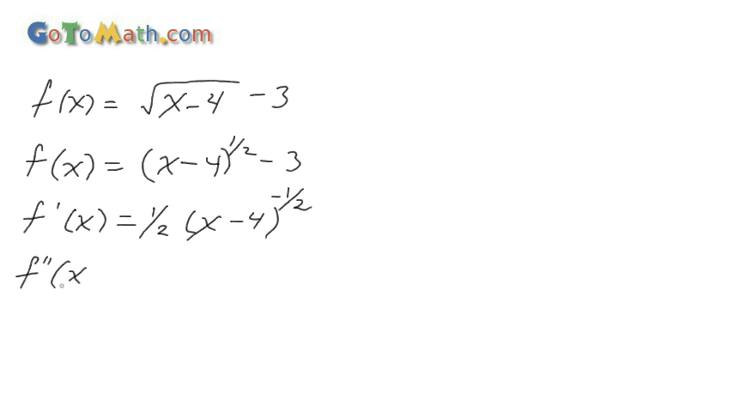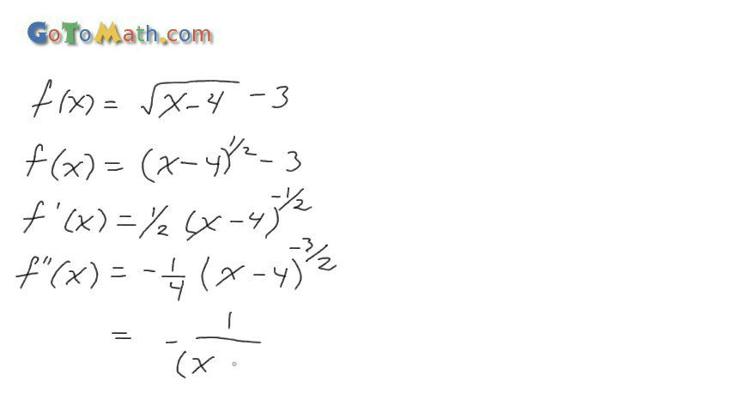So now let's take the second derivative, bring the negative half out front, so we end up with a negative fourth. Half times half. Rewrite what's in parentheses, subtracting 1, we end up with negative 3 halves. Okay, and then of course take the derivative of the inside, but the derivative of the inside is just 1. Alright, what I'm going to do now is go ahead and rewrite this with positive exponents.